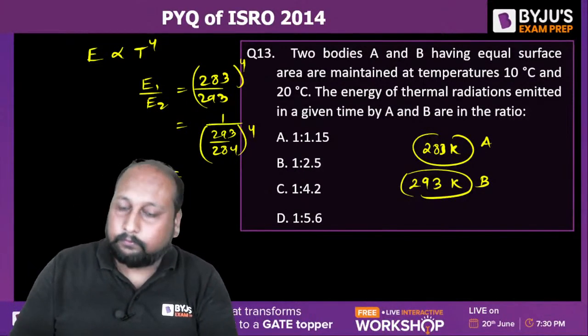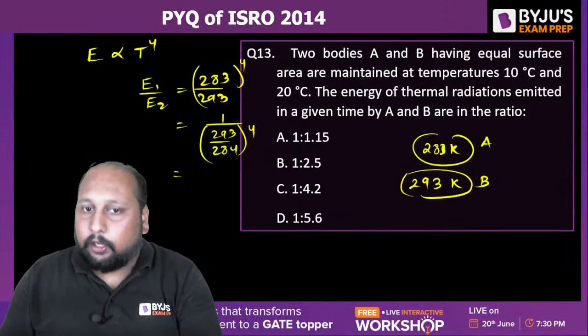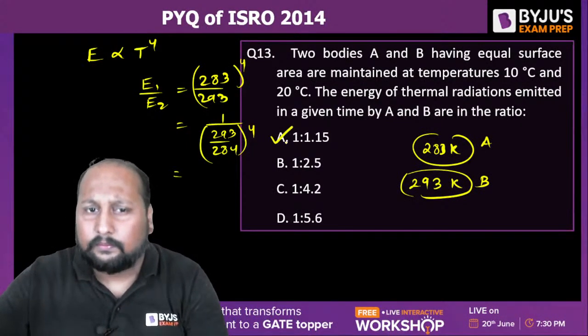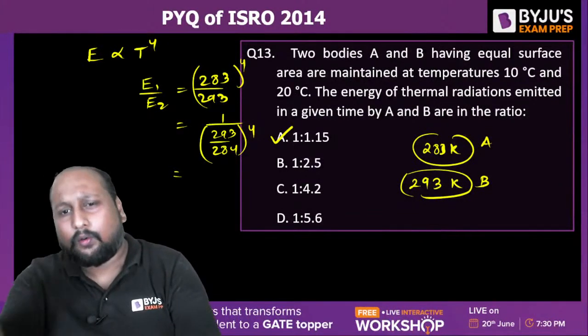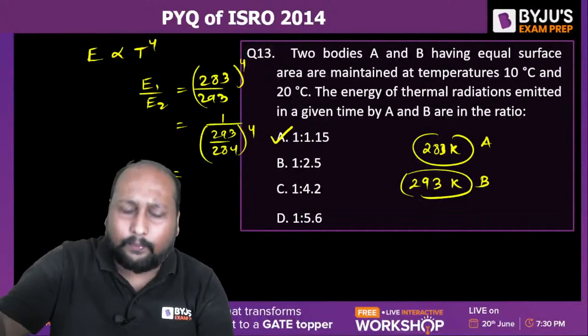Yes. Are we getting option A? 1 is to 1 point something. Option A hi hoga na? Option A, dekho, 1 point something ka square ya 4 times karo, it will be near about to that value only. It won't be 2 times.